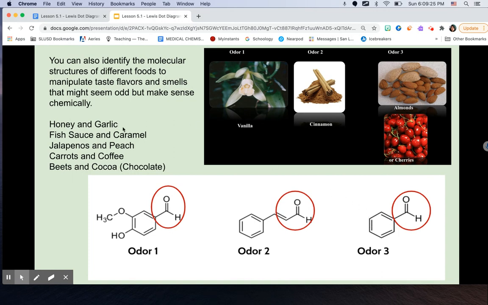So honey and garlic is a common one. Honey and garlic go together because they also have molecules that are the same shapes. Fish sauce and caramel, kind of a weird one. Jalapenos and peach, carrots and coffee, beets and cocoa or chocolate are all types of foods that have very similar primary shapes of their molecules that cause them to taste good together, even though they sound really weird in terms of a combo.